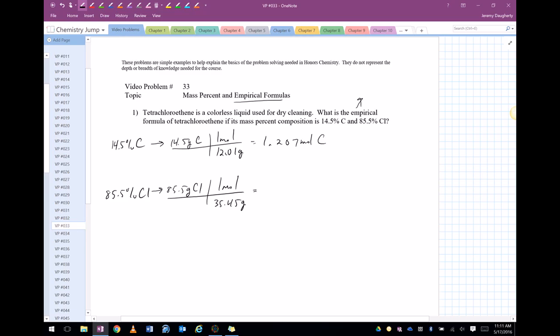And let's look at chlorine. We've got 85.5 grams of chlorine divided by 35.45, and that gives me 2.412 moles of chlorine. So, got them in moles.